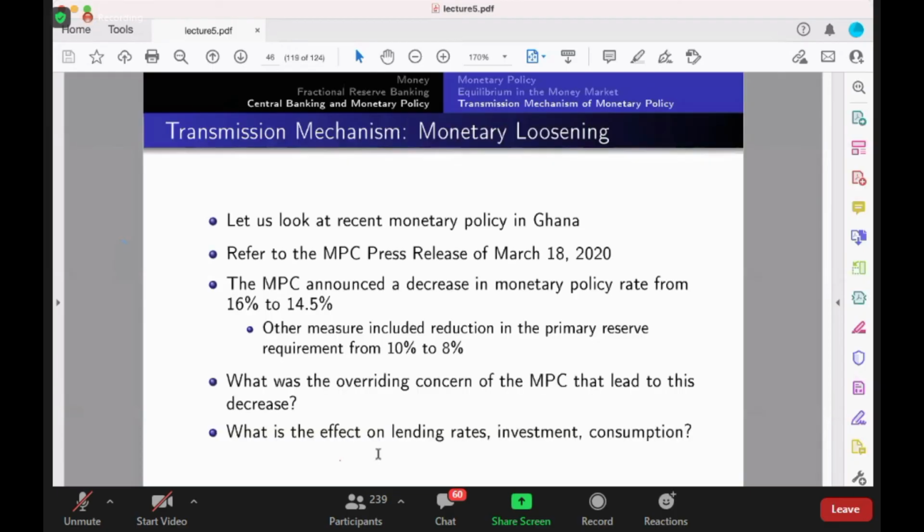All right, so here there's a very specific example that says that recently the Monetary Policy Committee has reduced the monetary policy rate from 16% to what? 14.5%. Other measures include the reduction in the primary reserve requirement from 10 to 8%. Now the question is, what is the overriding concern of the MPC that led to this decrease? What will be the effect of this decision on lending rates, investments, and consumption? How would this boost aggregate demand? Let's see what will happen.